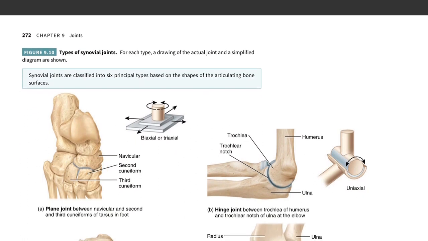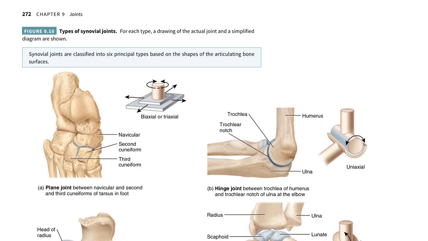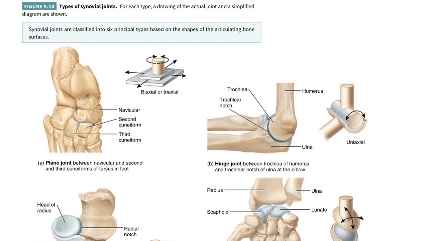Now this figure is very important for you. All the names you need to prepare, and this figure is covering all the 6 types of synovial joint.